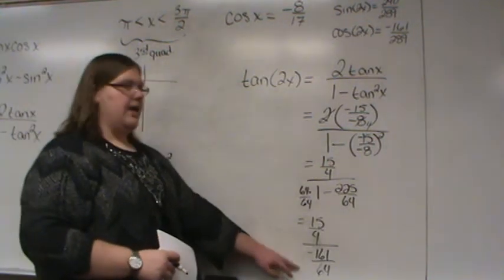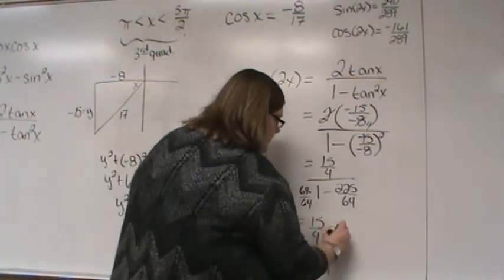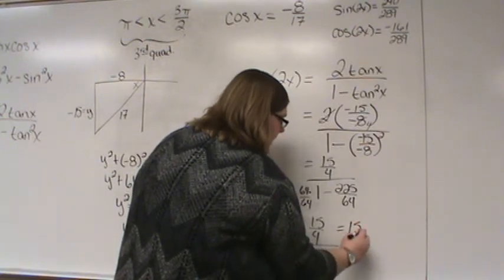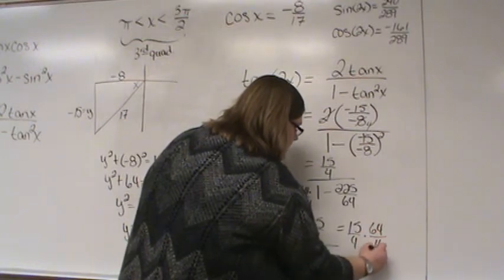So now we have a complex fraction. So we have to flip and multiply. So we have 15 over 4 times 64 over negative 161.